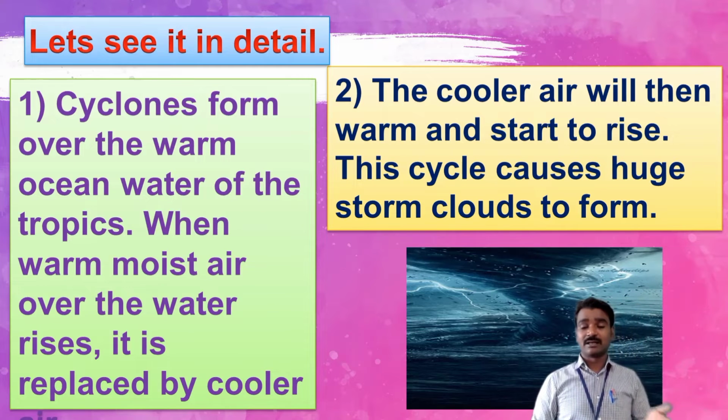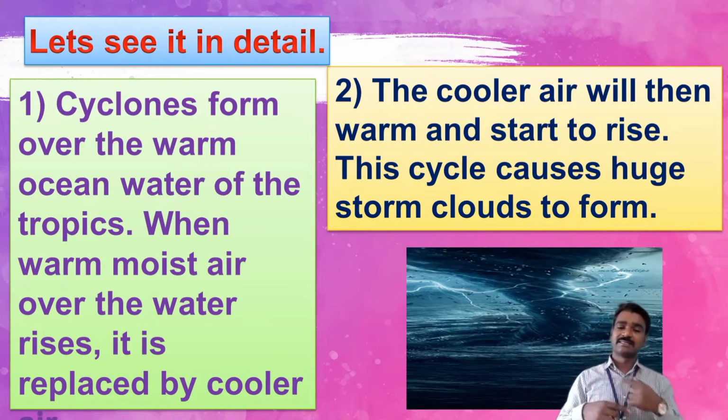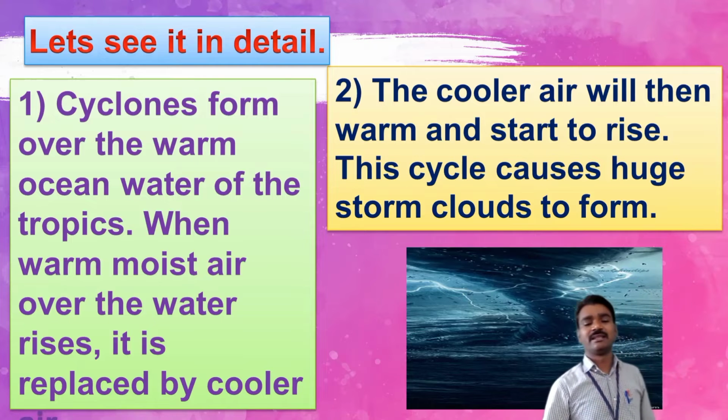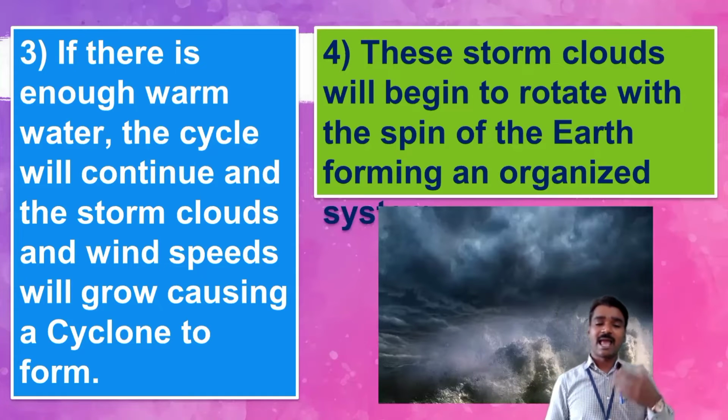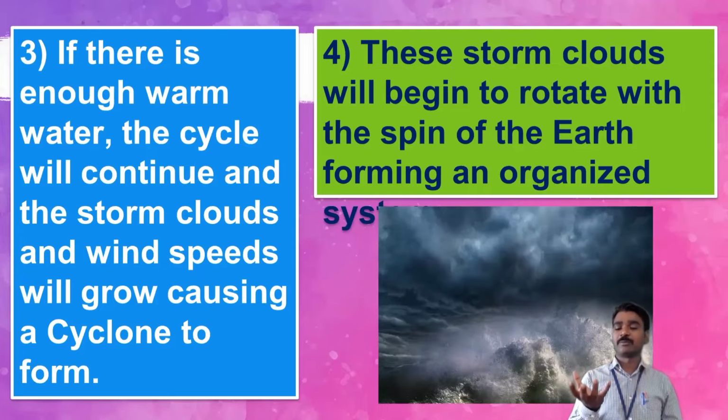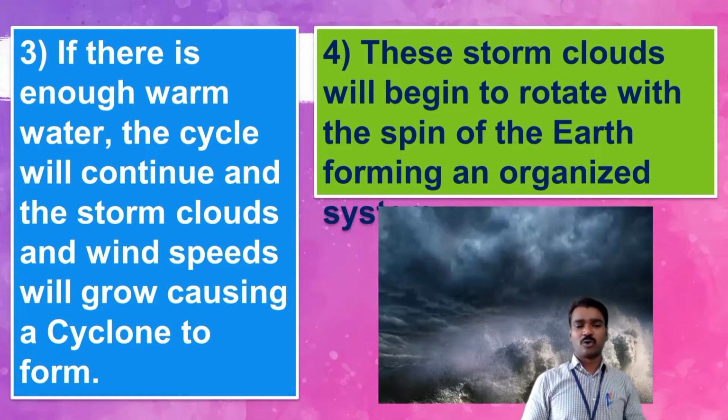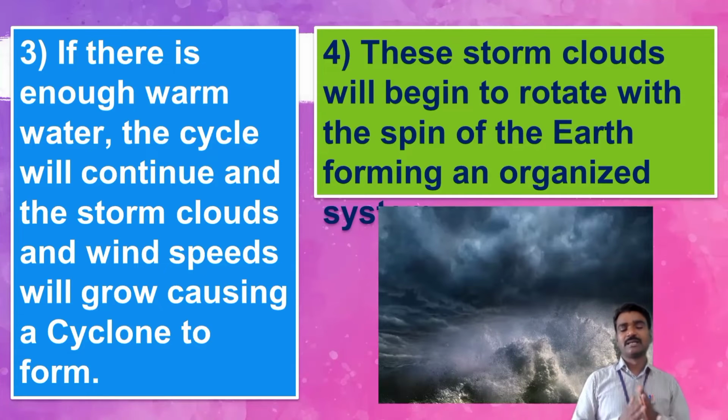And again the cooler air from the land surface will replace this warm air, and this cycle, if the ocean remains warm over a period of time, if sufficient heat is there, will continue. As the cycle continues, this low air pressure zone will continue, and this only becomes the reason for the formation of the cyclone. If there is enough warm water in the ocean, the cycle will continue, and the storm clouds and wind speeds will grow, causing a cyclone to form.